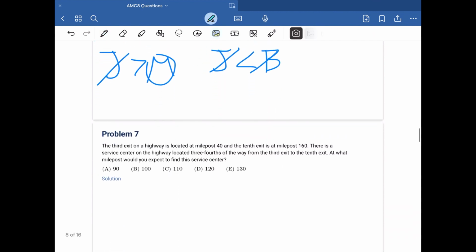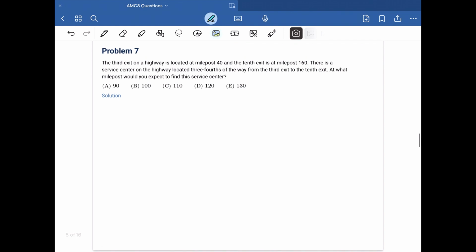Let's move on to the next question. Problem number 7. The third exit on a highway is located at milepost 40, and the 10th exit is at milepost 160. There is a service center on the highway located 3/4 of the way from the third exit to the 10th exit. At what milepost would you expect the service center?